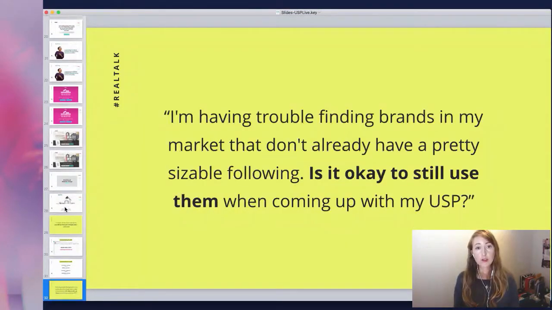This is a real question that I got from someone. I'm having trouble finding brands in my market that don't already have a pretty sizable following. Is it okay to still use them when coming up with my USP? You may feel like you're not competing with those brands because they've been established longer or they have a really sizable audience. But it's not about list size.